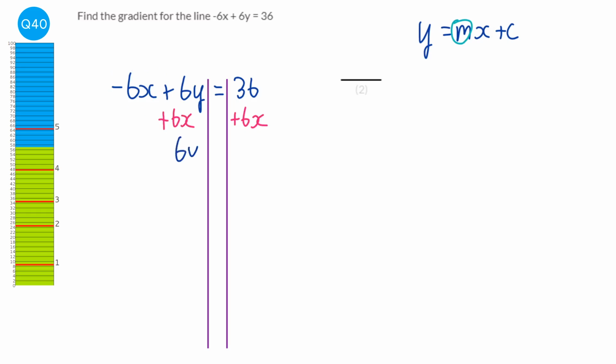So we've got 6y equals, and I'm going to put the 6x first, just to match the y equals mx plus c. Right, the next thing I'm going to do is get rid of this 6, because we just want a y there. So we're going to divide by 6 both sides. So we've got y equals 1x plus 36. Now we shouldn't really write 1, but because we're looking for m, we're looking for the number before x, I've left it in there to show that the gradient will be 1.